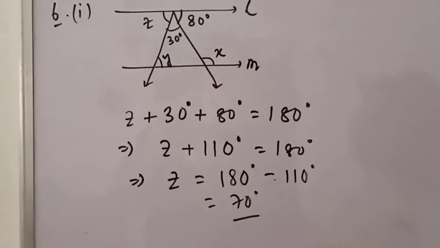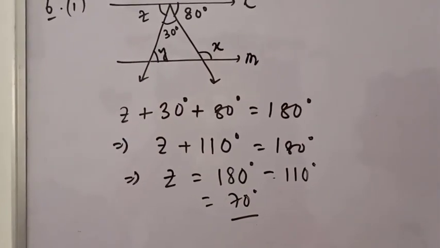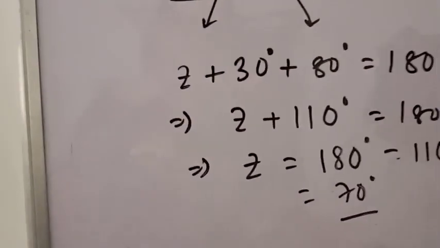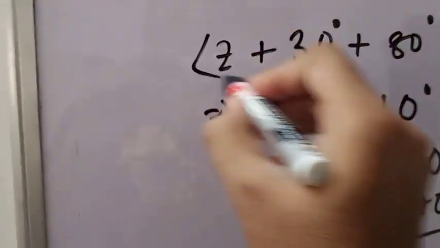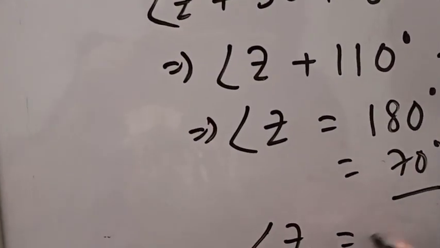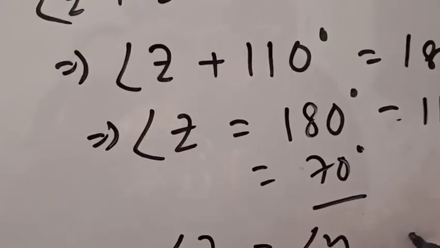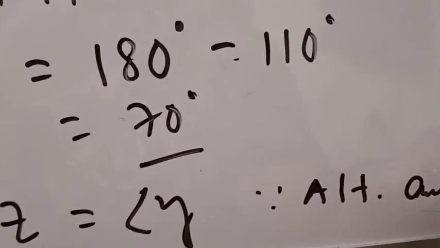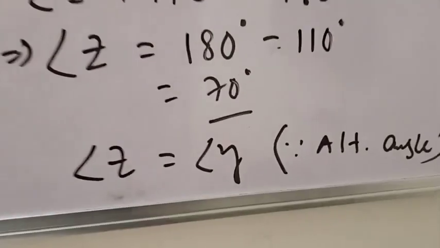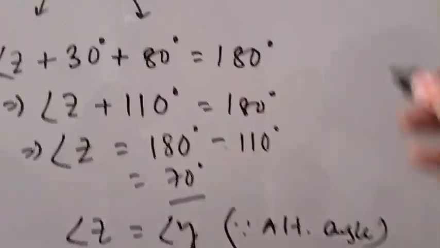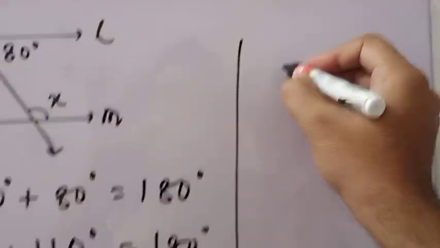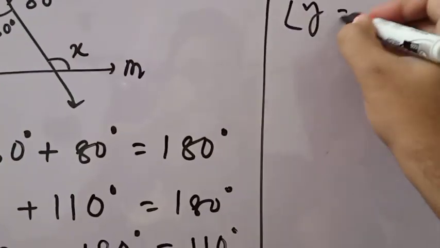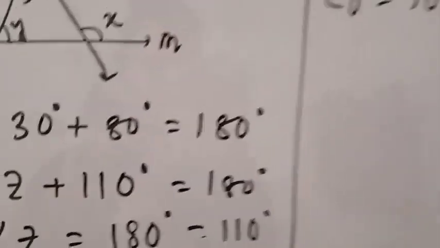Now in the figure, y and z are alternate angles. That means angle z equals angle y. Why? Because alternate angle. So if this is alternate angle, then we can write here angle y equals 70 degree. Clear?